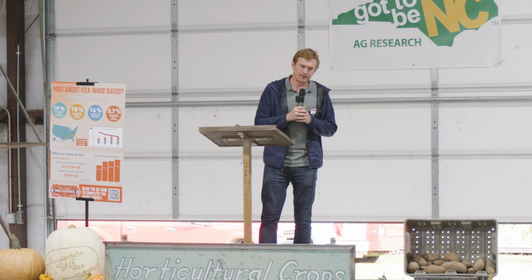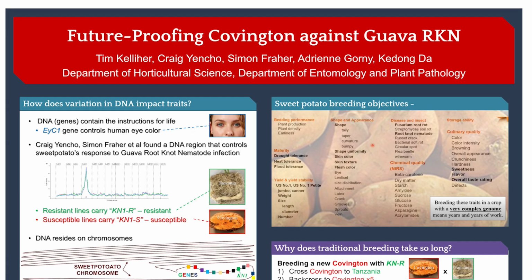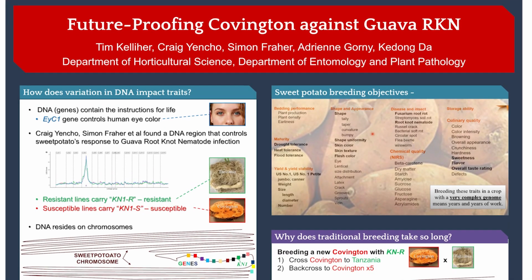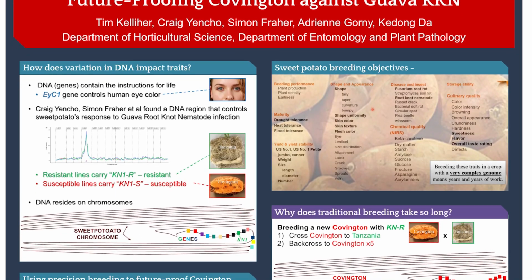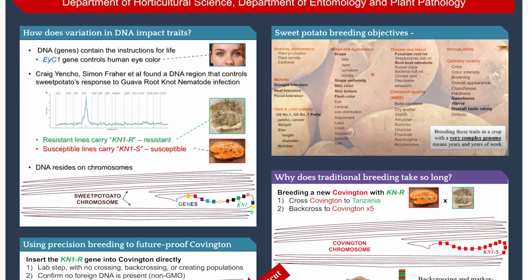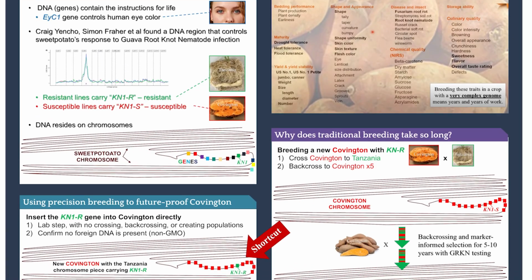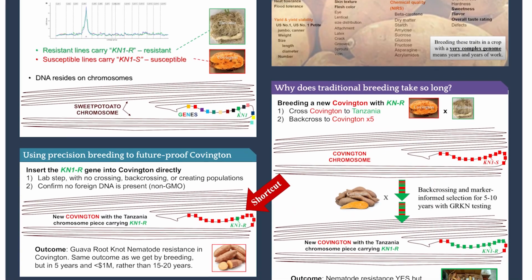And so I'm with the topic of future-proofing Covington sweet potatoes. We are really building on the great work by Simon, by Craig, by Adrian, and by many other colleagues who have discovered this resistance that you saw out there in the buckets on those 4 varieties on the right. And so that resistance exists in sweet potatoes, but it is really hard to breed it into the commercial varieties that we want to grow.